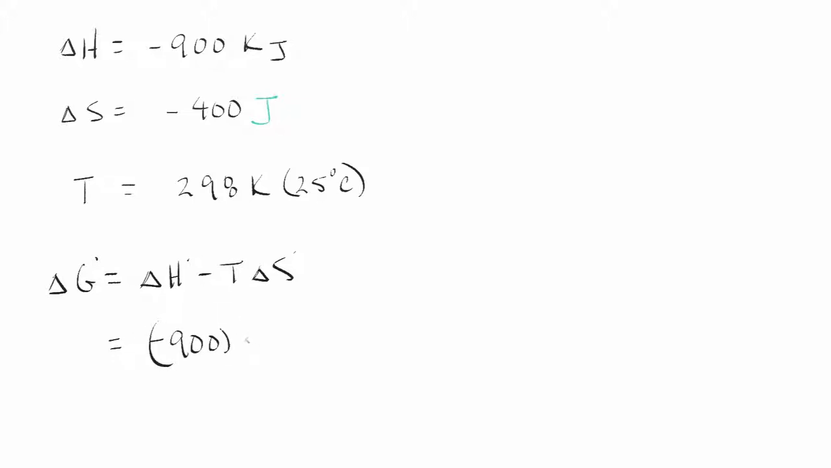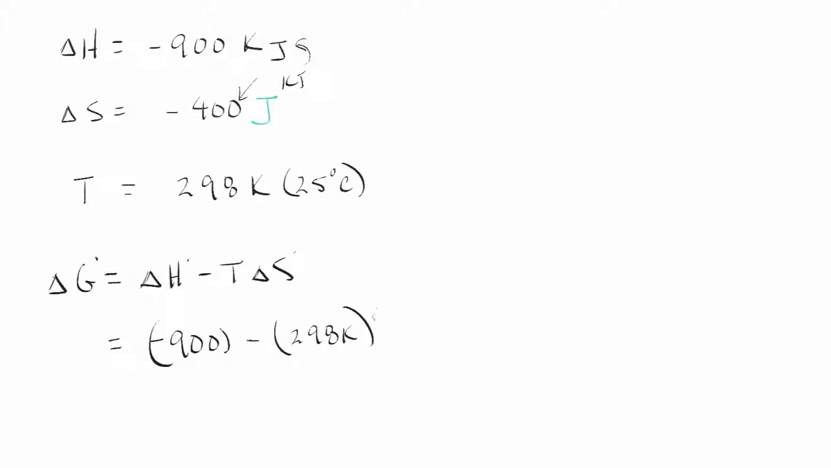And I'm just going to keep the units off for simplicity here. The temperature is 298 Kelvin. It's already given you that. And look at the entropy. It's in joules. So what we want to do is convert that to kilojoules because this one's in kilojoules. So we're going to simply move the decimal 3 places here.